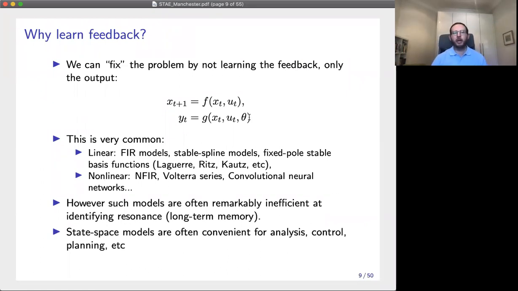So the reason why you might not want to do this, and you might want to search for the dynamics itself, is that these model classes are often very inefficient. You might need many, many parameters, very large models to identify systems with resonance, essentially systems that have long-term memory about inputs that appeared far into the past. A second reason is that a state space model can often be a very useful structure in and of itself. So the concept of a state and the concepts that go with that of stability and so on, these are model structures that are very useful in system analysis, control design, motion planning, and so on.